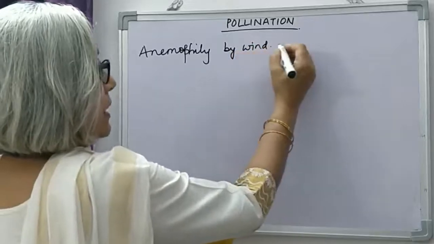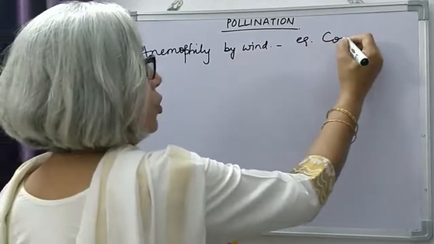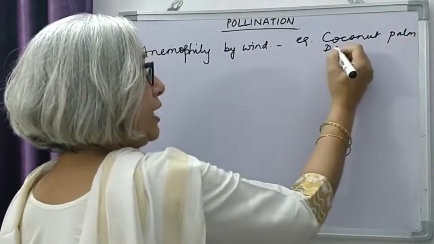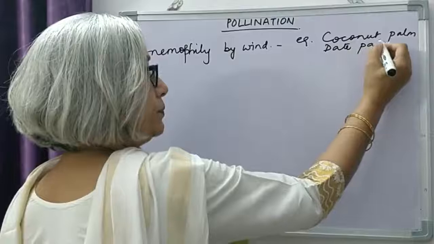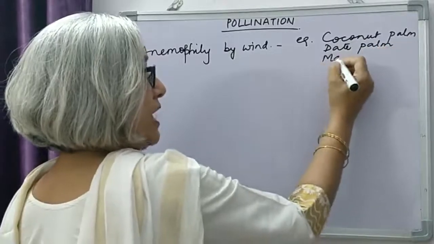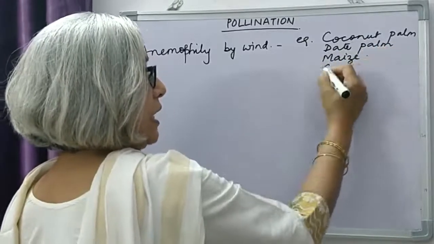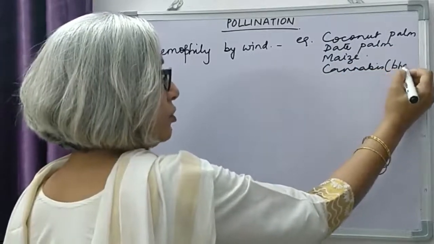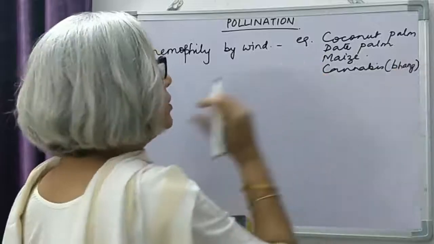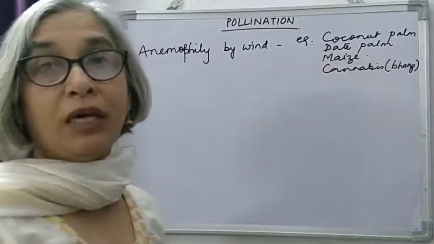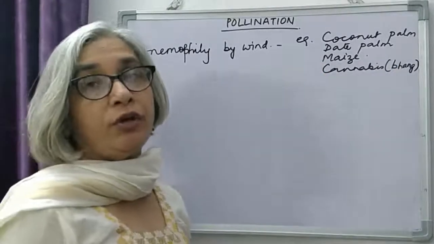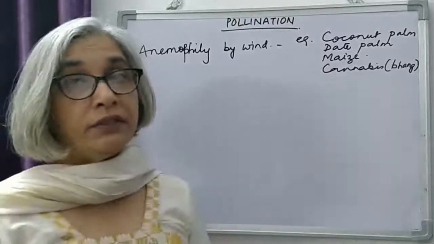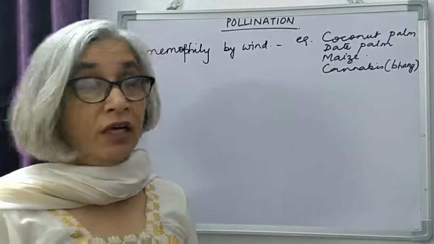This occurs in plants like coconut palm, in date palm, in maize, in cannabis. In Hindi, cannabis is called bhang. So in each of these plants, pollination is brought about by wind. Now, what are the characteristics of such flowers?